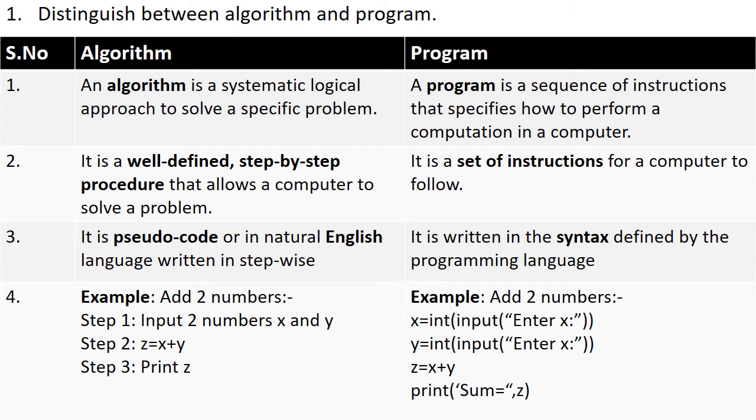The first question is, distinguish between algorithm and program. An algorithm is a systematic logical approach to solve a specific problem, whereas a program is a sequence of instructions that specifies how to perform a computation in a computer. This means, given a problem, the theoretical design used to solve a problem is called the algorithm, whereas the sequence of instructions that a computer performs to solve the problem is called the program.